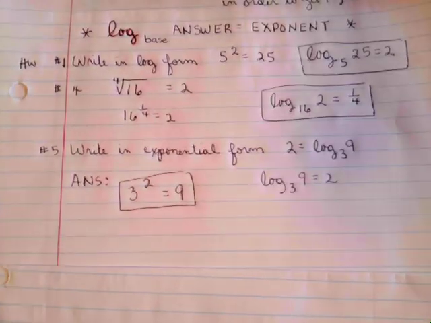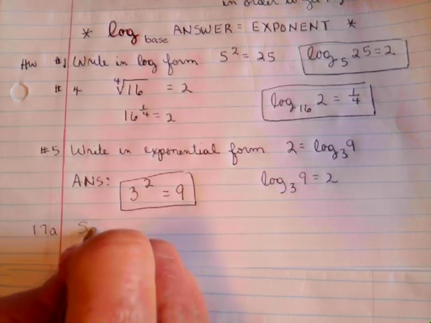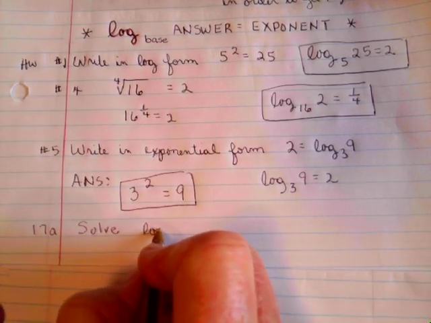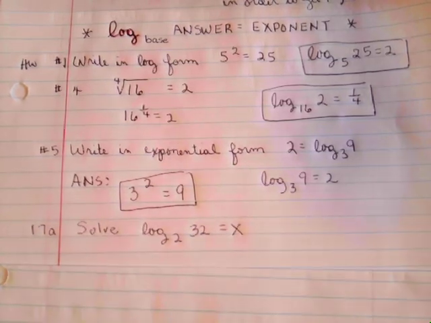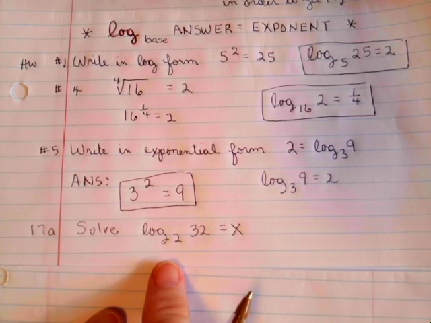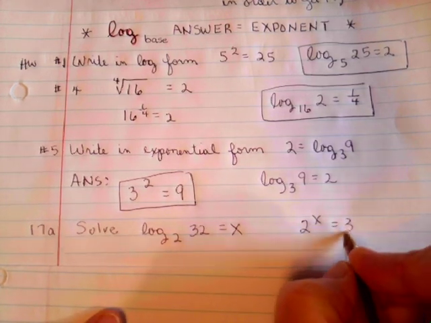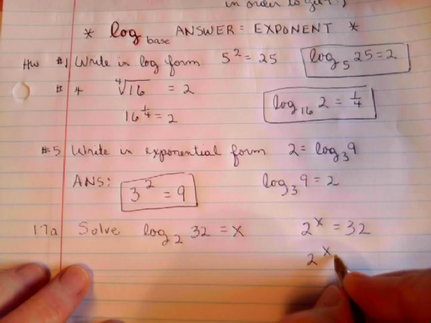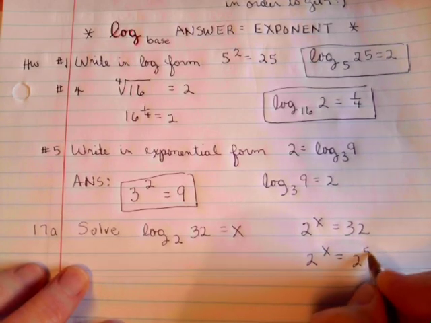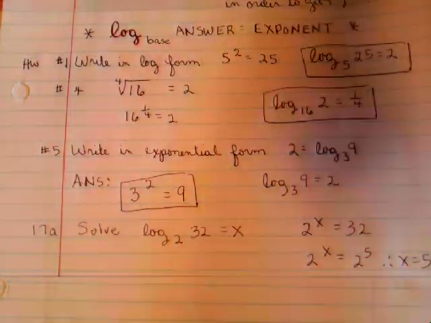Homework number 17. We're going to put us a little 17a here. Solve log 2 of 32 equals x. If you write this in exponential form, you would have 2 to the x equals 32. You know 32 is 2 to the 5th. 2 to the x equals 2 to the 5th. Therefore, x equals 5. That's one way to do that problem.